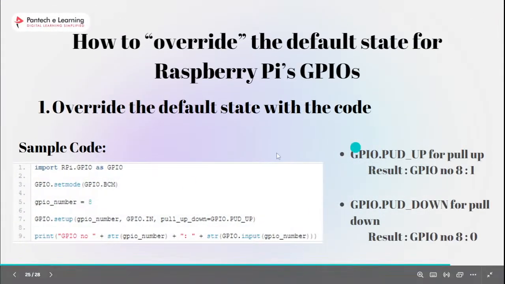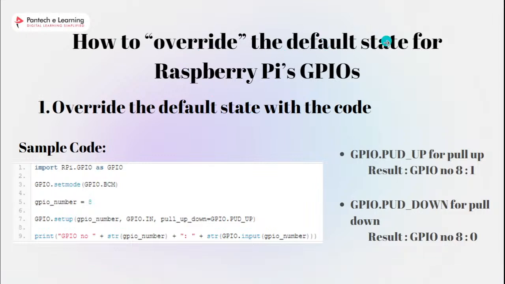Okay, so now let's see the main thing: how to override the default state for Raspberry Pi GPIOs. There are two things. We have two different ways to override this default state for the GPIOs. You may be fine with the default state, but you could also want to set the default state to something else: all high, all low, or a mix of both.